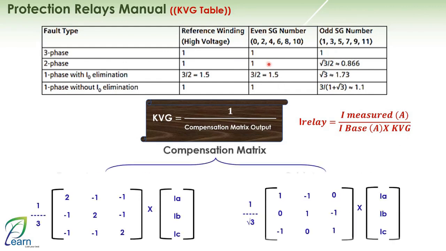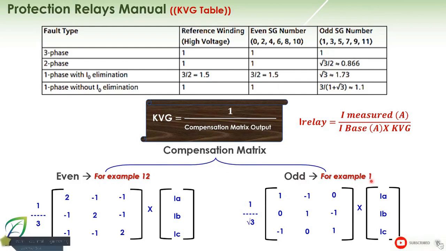You now have the compensation matrix, which can be even. Let's take example number 12, the matrix number 12. It can also be odd, and let's take the example where the vector group equals 1. Let's consider the 12. If I assume that I have a single phase fault with E-node elimination, so now I have assumed with you that I have a single phase fault or a fault on phase A, and B is 0 and C is 0. In this case, I will find that the current of phase A is multiplied by 2/3. And since the KVG is the inverse of the compensation matrix, it will be 3/2, which is 1.5.